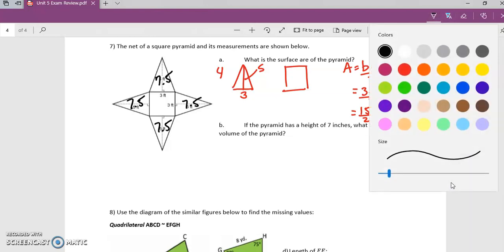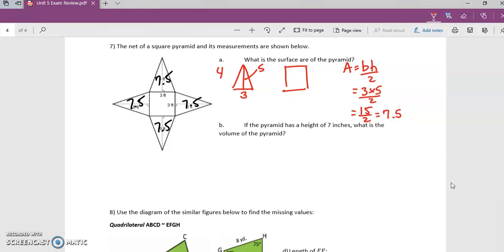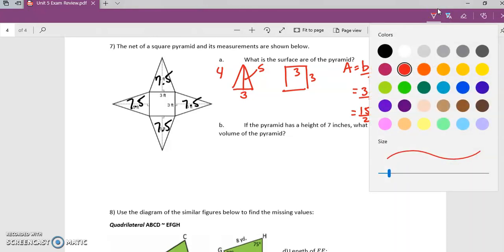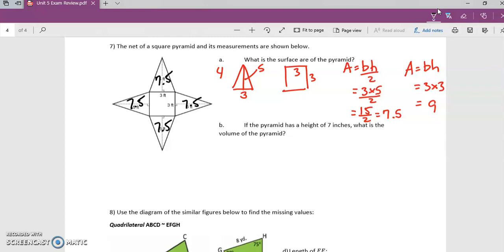And now I need to find the area of my square. So I know that the top is 3, the side is 3. The area of a square is just base times height. 3 times 3 is going to give me just 9. So that was simple enough. Now I know that it's just 9 for that area.